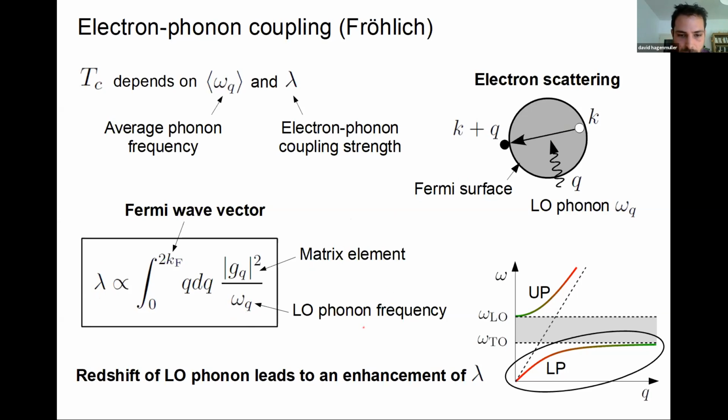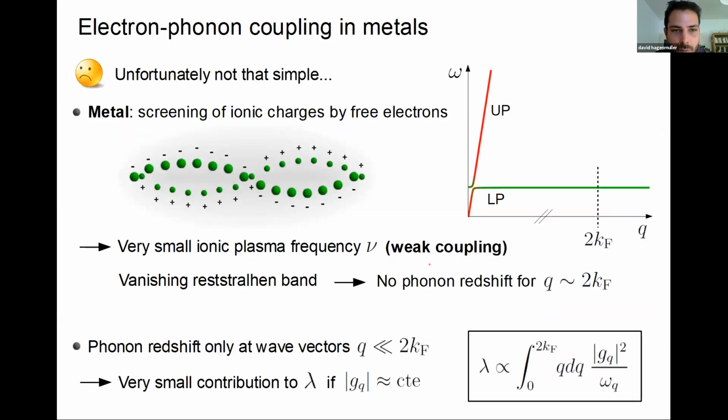And as I explained before, a possibility to reduce this longitudinal phonon frequency could be to exploit strong coupling to cavity photons, since the lower phonon polariton lies below the longitudinal phonon frequency for all wave vectors. But unfortunately, it turns out that it's not that simple.